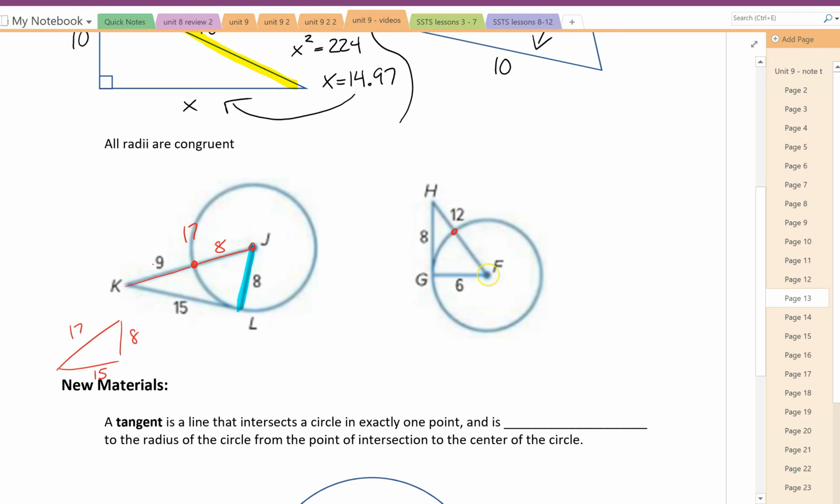See if you can figure out what this red line would be equal to. So pause the video for a second, write down what you think that segment is equal to or how long that segment is, and then restart the video to see if you were right.